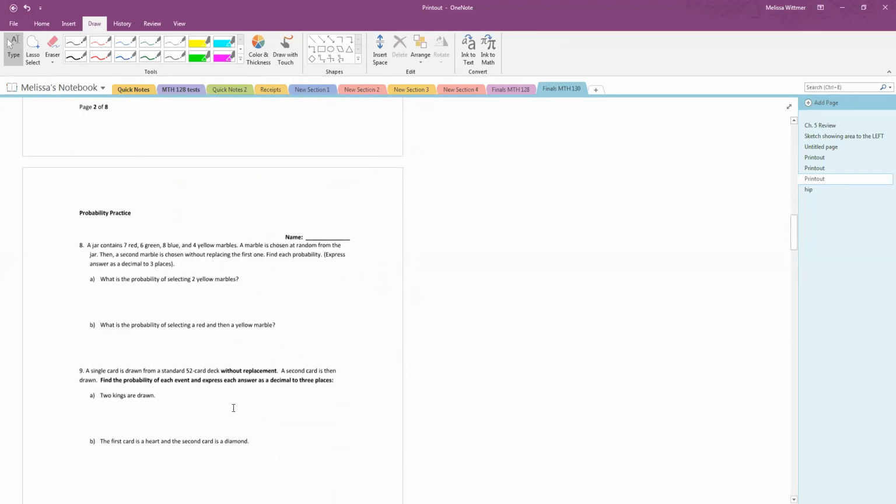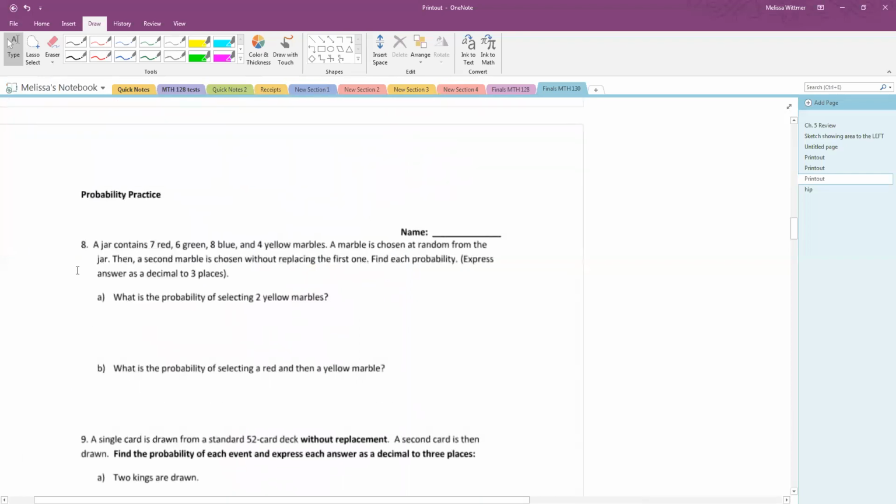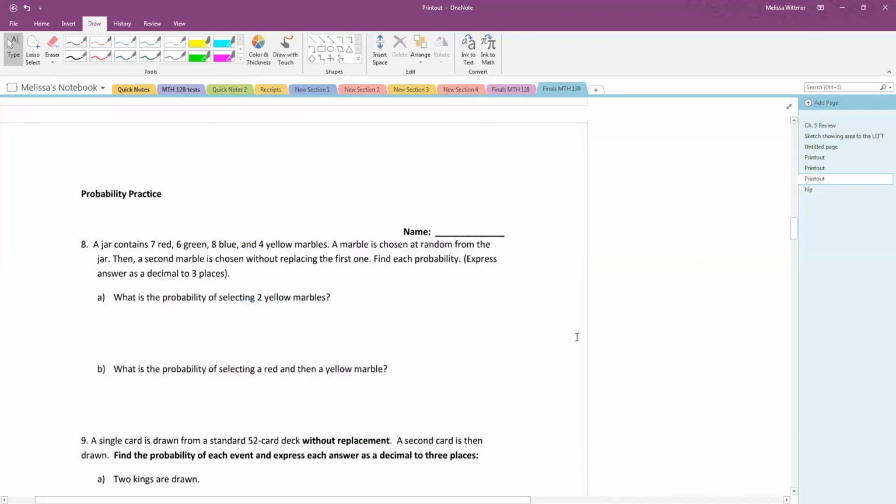Okay, so I'm going to go on to the next page and let's look at the question up above. A jar has 7 red and 6 green, 8 blue, and 4 yellow marbles. Okay, so if we total up, just to find our total right here, we're going to get 25 marbles. A marble is chosen at random, and then a second marble is chosen without replacing. So let's find these probabilities as a decimal to 3 places.